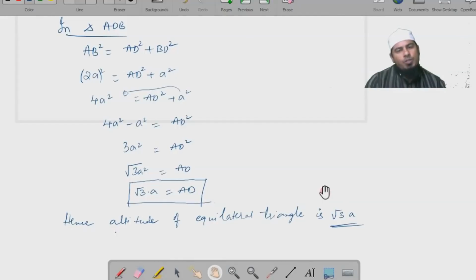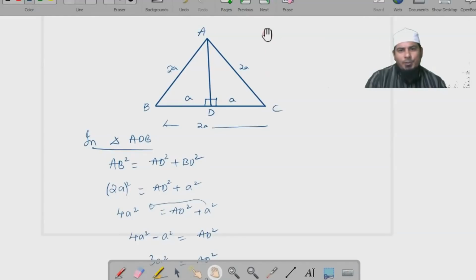We can use this as the formula of an equilateral triangle's altitude. Let us go to the next question.